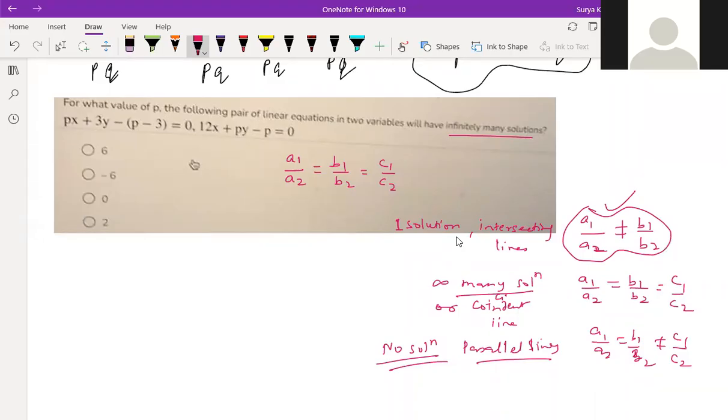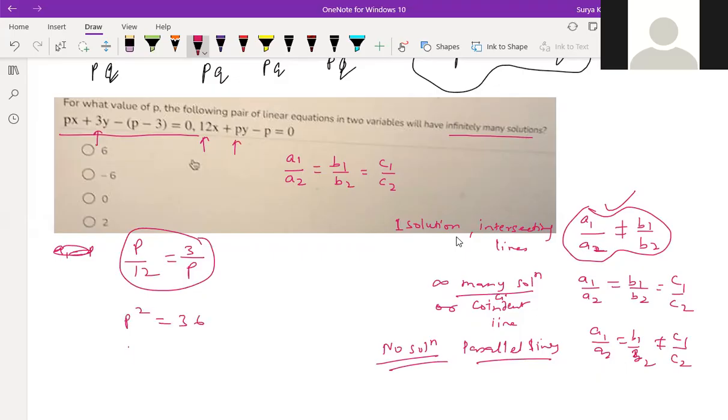What is A1 and what is A2? This is the first equation, right? So A1 is the coefficient of X, that is P. A2 is the coefficient of X of the second equation, 12. Then B1 is the coefficient of Y, 3, and B2 is the coefficient of Y, P. So no need to take C1, C2 here; from here only we'll get. So P square is equal to 36, so P is equal to plus minus 6. Then you just see for C1, C2 also.